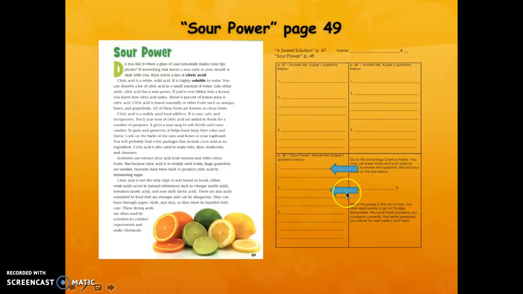Okay, next, question number 2. Name 3 fruits that contain citric acid. Tell me 3 fruits that contain citric acid. Go ahead and stop. Number 3. Name at least 3 things that citric acid is used for. There are a whole bunch of things listed in this paragraph. So I'm just asking you to name 3 things that citric acid is used for. Stop the video and take care of that.